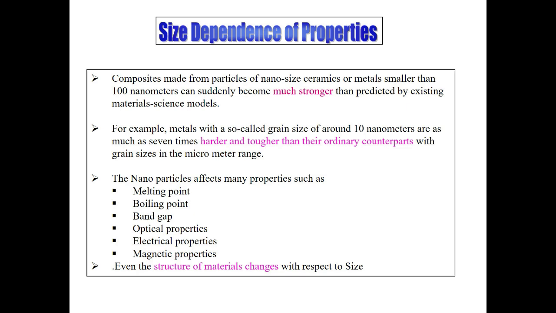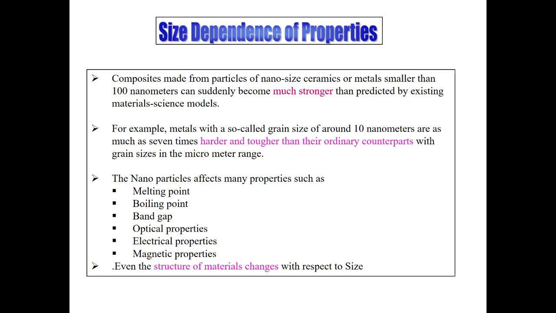Another example, if you like to take, is fibers. When fibers are in the nano form, the strength of the fiber becomes much higher as compared to the normal size material. For example, metal with a so-called grain size of around 10 nanometers is as much as 7 times harder and tougher than its ordinary counterpart with grain size in the micrometer range.